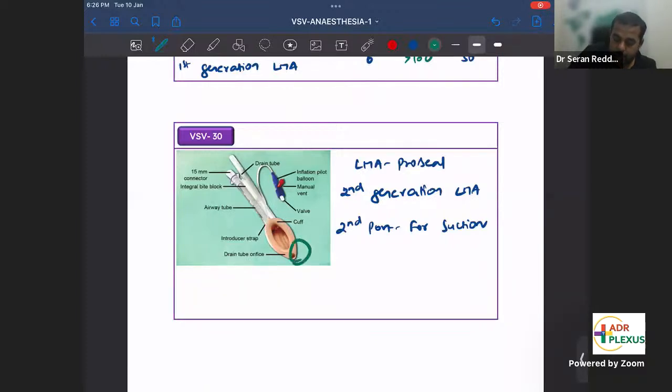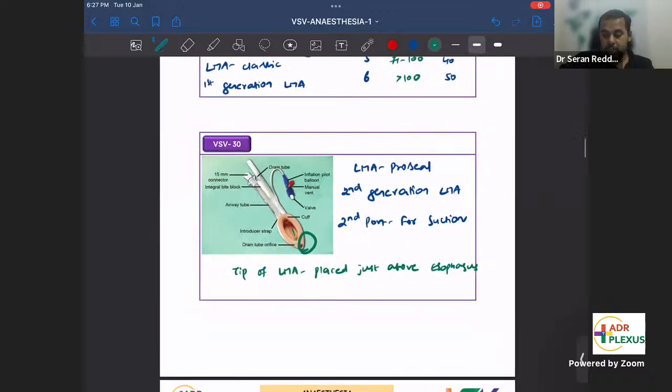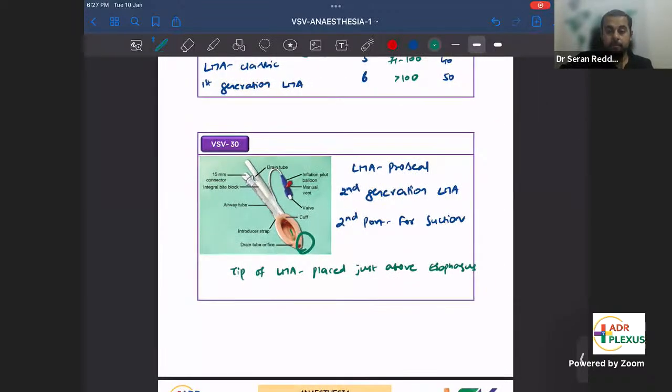And this tip is placed just above the esophagus, so that even if secretions come out, through this suction catheter, they can be sucked out.